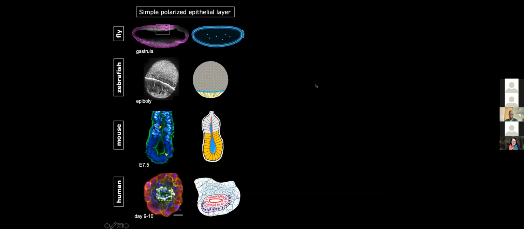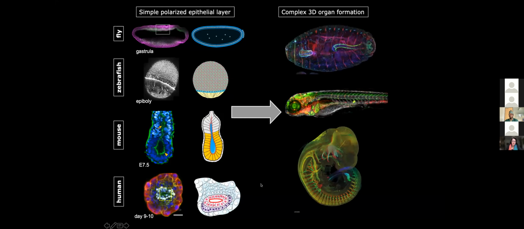Because what we want to understand is epithelia, because really at the beginning of development, most animals start off as a simple structure, very often a simple polarized epithelial layer. And this is true for us humans, but also for most of the classic model systems, such as mouse, zebrafish, or the fly. And then these simple epithelial sheets undergo complex processes of organ formation during embryonic development over differing time scales, depending on the organism, to end up in these beautiful embryos with beautiful structures highlighted here.